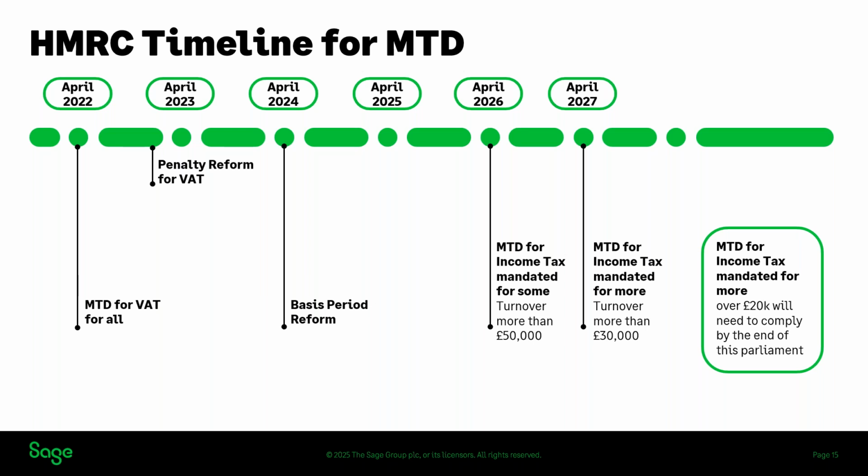So in December 2022, the government announced a phased approach to MTD for income tax self-assessment from April 2026 rather than April 2024. So this will begin with self-employed individuals and landlords with income over £50,000 from April 2026. And from April 2027, this will roll out to those with an income between £30,000 and £50,000. And the rollout to businesses under £30,000 will be reviewed and more information will be provided at a later date.